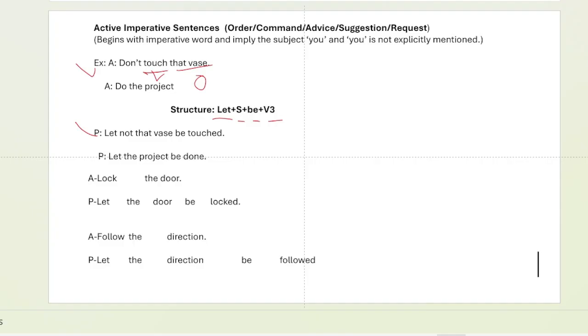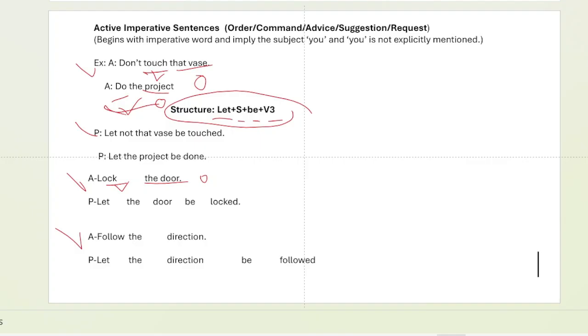Now if you see another example, do the project. Do is verb and project is an object. Do the project. Again object will become subject, verb's third form. So let the project be done. Understood? Okay, now let's take another example. Lock the door. Again here you is missing, subject is not there, but we have a verb and we have an object. So let the door be locked. If you follow this structure, let plus subject plus be plus verb's third form, so here let the door be locked.